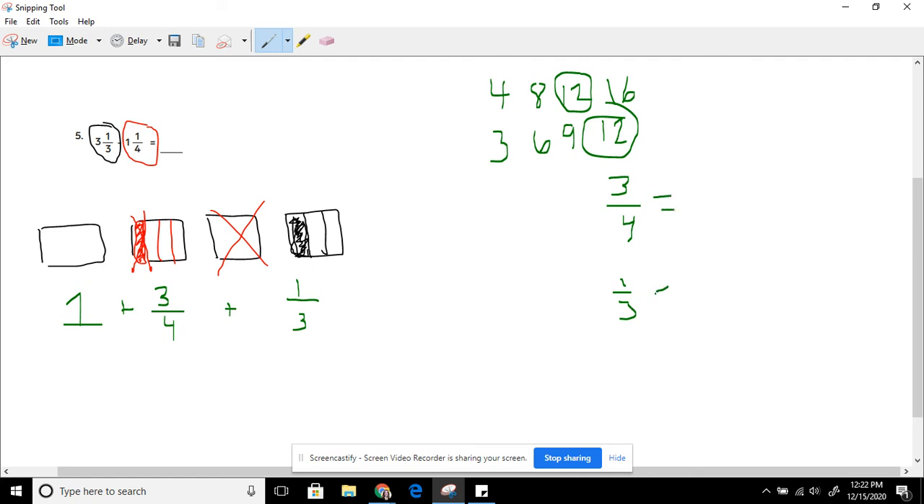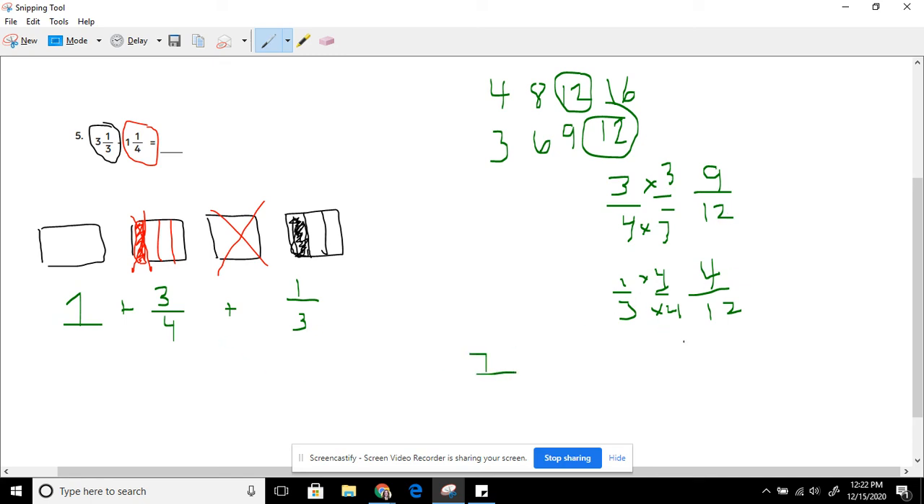So now I'm going to make my equivalent fractions, 3/4 and 1/3. We know we need to find an equivalent fraction where the denominator is 12. I did 4 times 3, so I have to do 1 times 4. And this is review from before Christmas break. 4 times 3 got us 12, so we need to do that to our numerator. 3 times 3 is 9. Now we've got equivalent fractions that have the same denominator of 12. So now we can add.